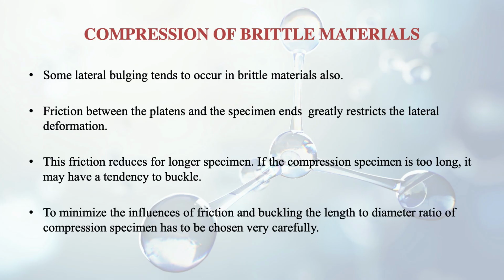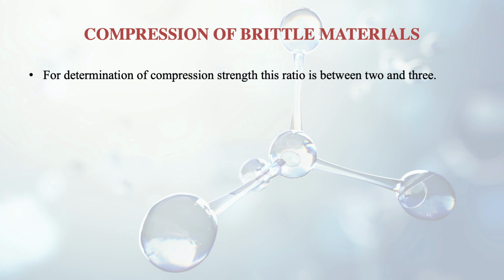To minimize the influences of friction and buckling, the length to diameter ratio of the compression specimen has to be chosen very carefully. That's what we discussed earlier, that due to friction, the buckling effect and all those things, lateral bulging may also happen. So in order to avoid all this, we will have to have an appropriate length to diameter ratio. For determination of compression strength, this ratio is kept between 2 and 3.